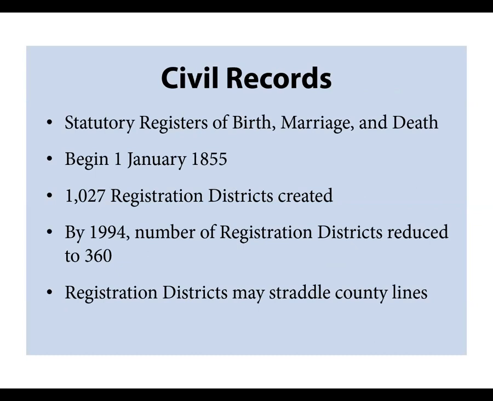Civil records, statutory registers of birth, marriage, and death, begin on the 1st of January, 1855. Now, at that point in time, there were over 1,000 registration districts created in all of Scotland. They kind of chiseled it down a little bit, because by 1994, the number of registration districts was only 360. Now, registration districts are not like counties. In fact, they may often straddle the county line itself. So you may find a registration district in the corner of 3 counties that converge.